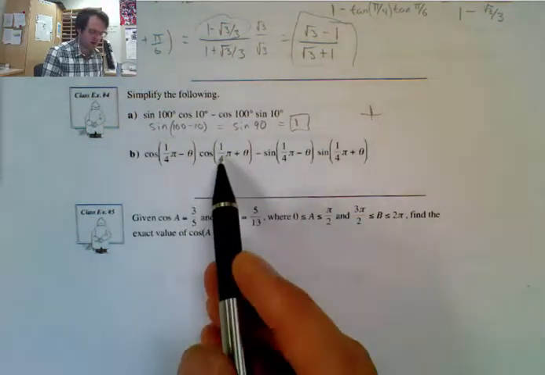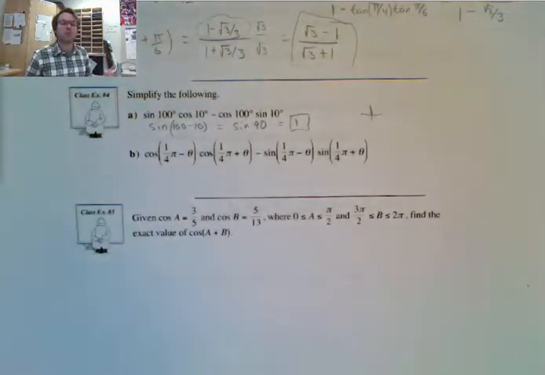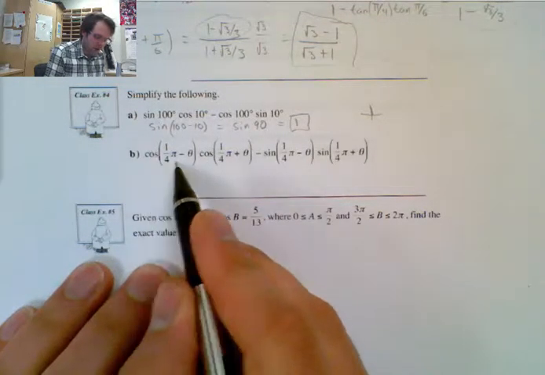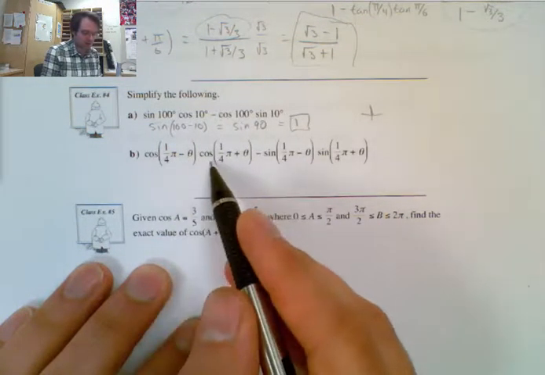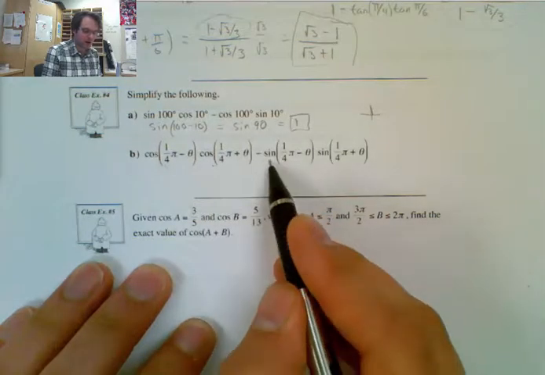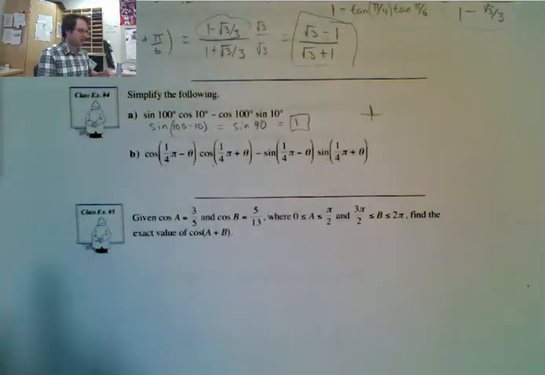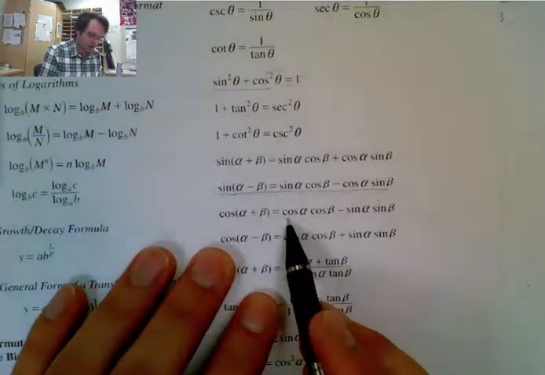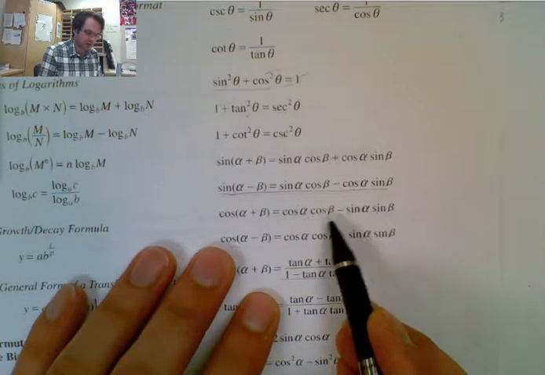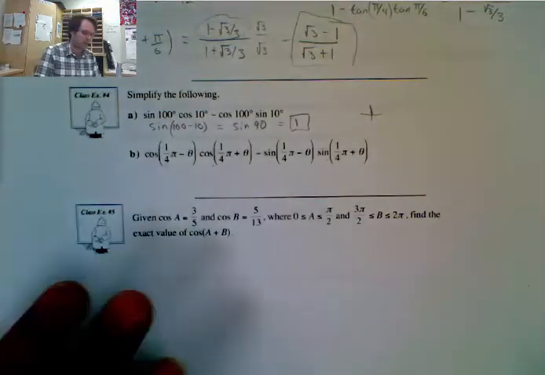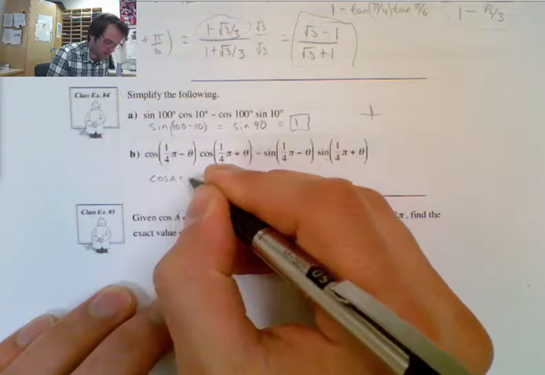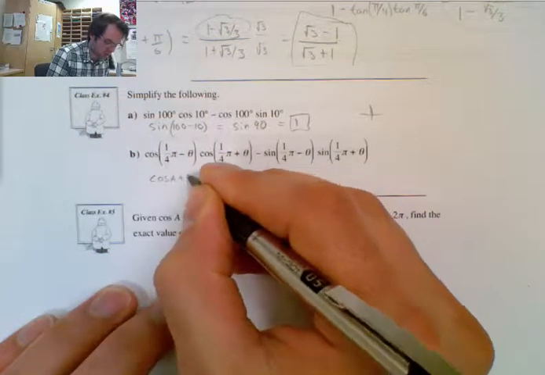This one looks very messy and complicated, but it's not that bad if we look at it. Here we have cosine, cosine, sine, and sine, and we are subtracting. So that's going to be cos A plus cos B. So this is really cos of A plus B.